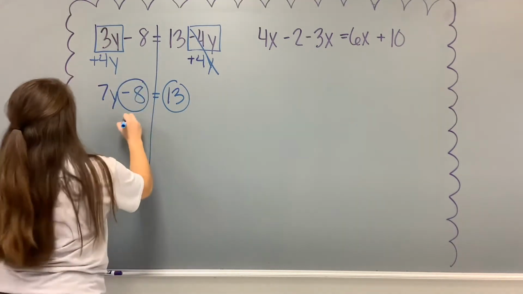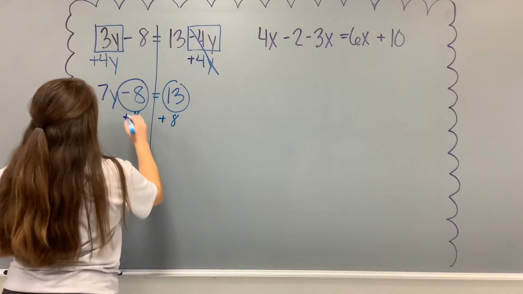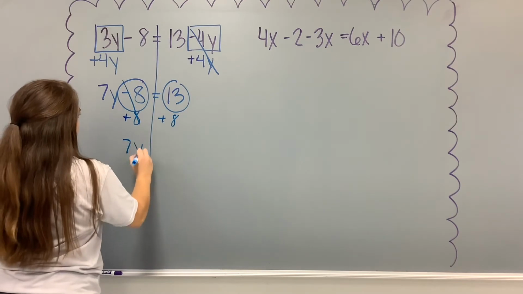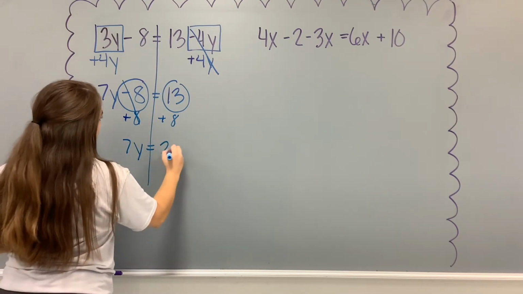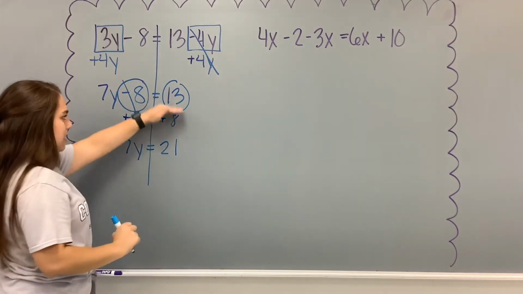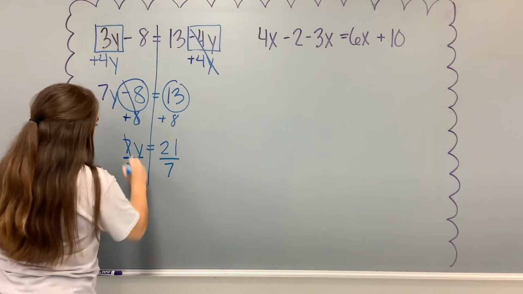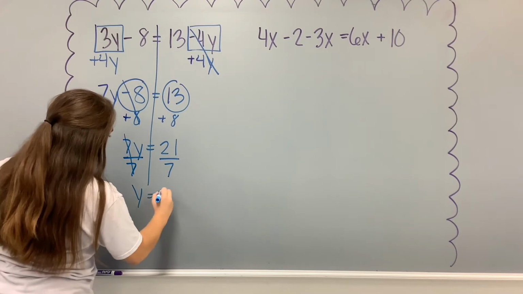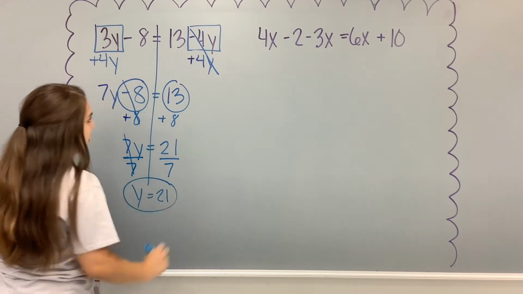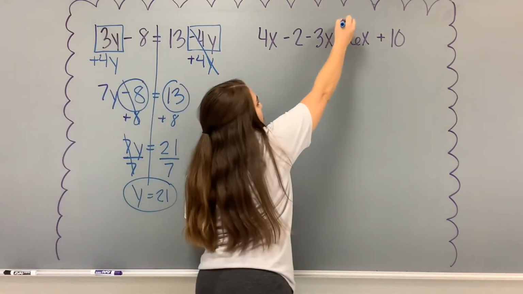So add 8 to both sides. I am left with 7y over here and 21 on that side. 13 plus 8 is 21. Last but not least, divide by 7 on both sides. You get y equals 21. And that's your answer. All right, let's move to the next equation.